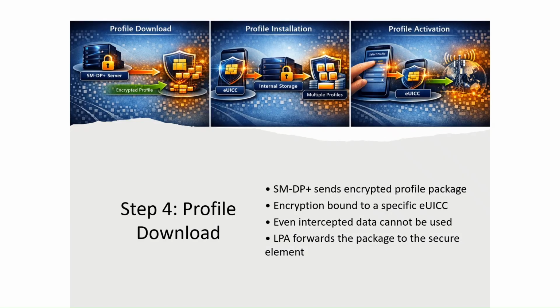Step 4. Download of the encrypted profile. Once authentication succeeds, the SM-DP+ server sends the encrypted SIM profile package to the device. The profile is encrypted specifically for that individual EUICC chip. Even if someone intercepted the download, the data would be useless because only the target EUICC can decrypt it. The Local Profile Assistant simply acts as a transport layer. It forwards the encrypted package to the EUICC for installation.